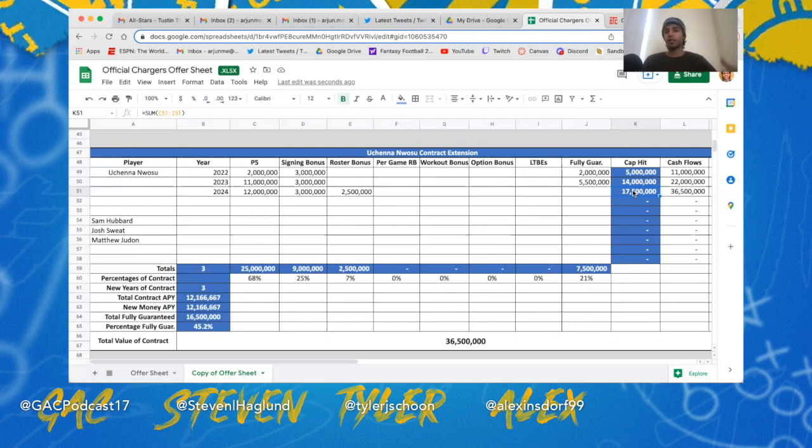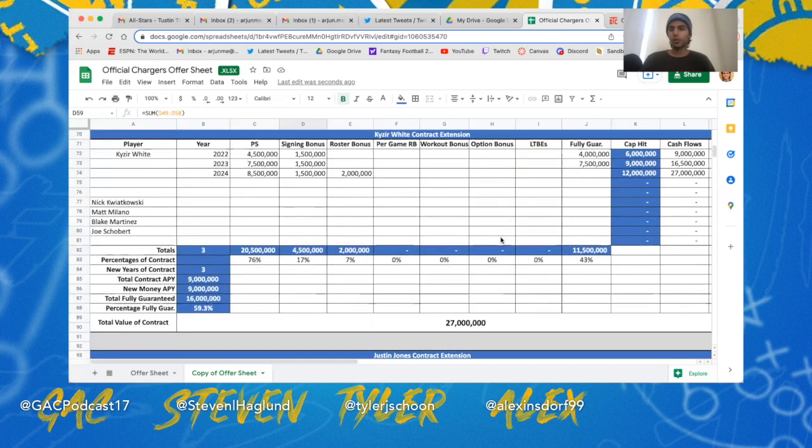Whenever you see the cap hits escalating, it's because the cap for the entire NFL is also going up. So again, to recap, it's a 3-year, $36.5 million deal, 12.17 mil APY, 16.5 mil fully guaranteed at signing with a $9 million signing bonus. And essentially, we have an out in year three, which makes this a 2-year, $22 million deal with a 14.5 mil option in year 3.